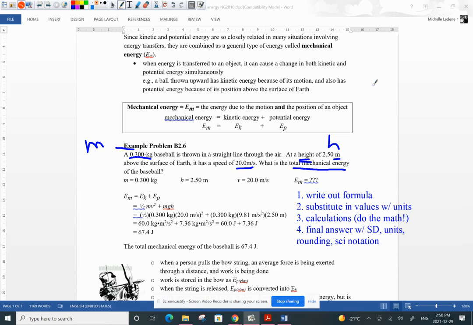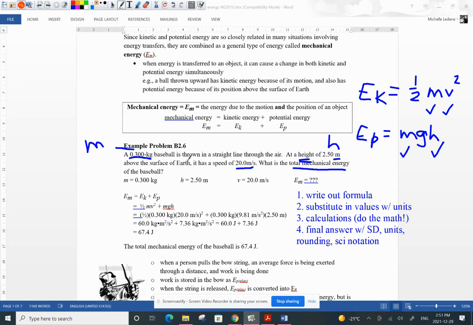So remember, we know that EK is 1/2 mv squared. So we have the mass and we have the speed. We can find the EK. We also know that EP is mgh. Again, these are both in your data booklet. We know the mass, we know the height.